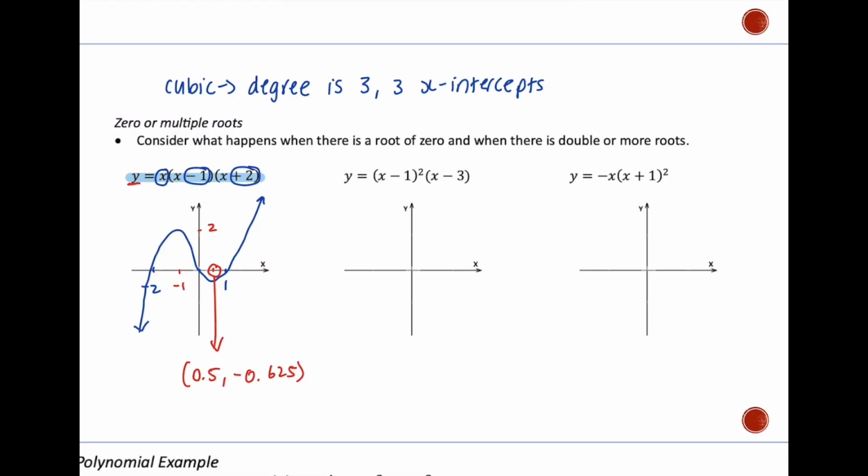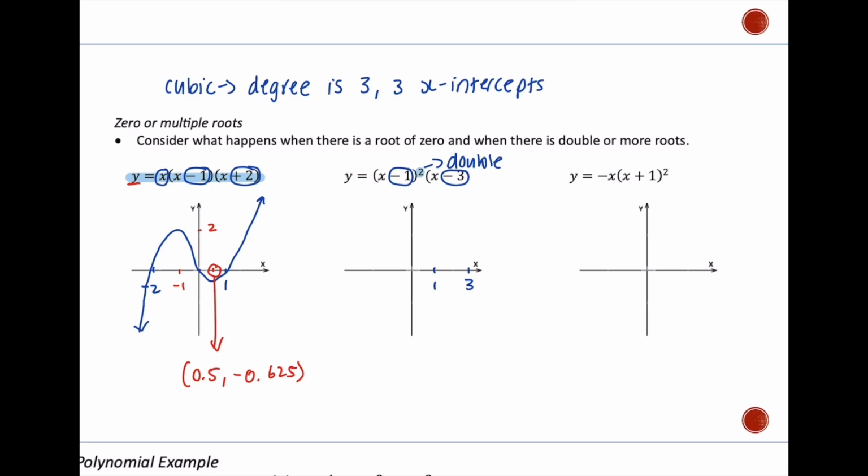Now, the next one that I'm looking at has only 2 brackets, but one of those brackets is squared. This squared is what we call a double root. A double root means that I still have 3 possible solutions, but 2 of those solutions are actually the same. So 2 of them are going to be +1 and the other one is going to be 3. So I'm going to go through 1 and I'm going to go through 3.